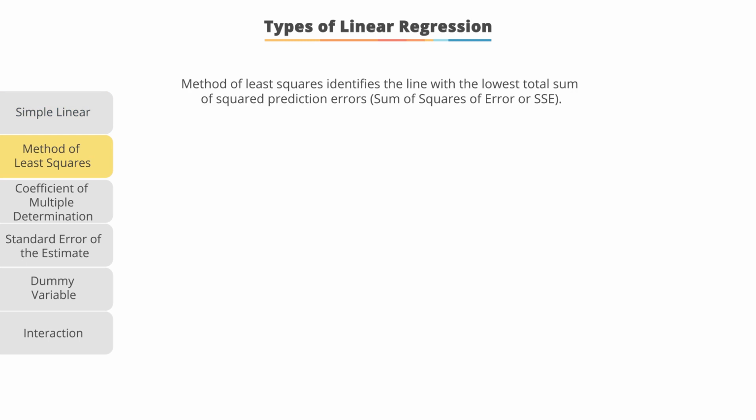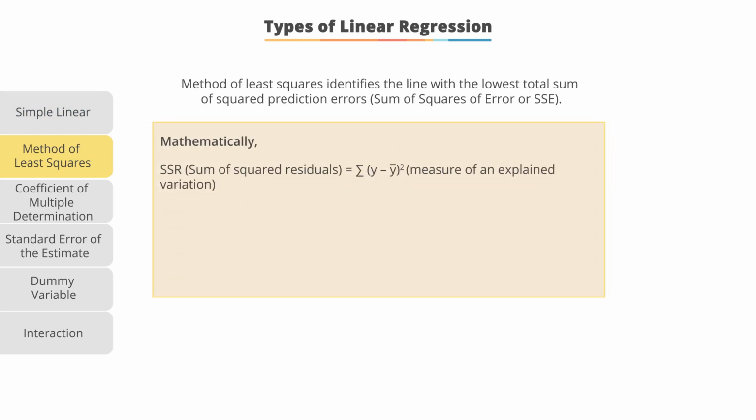Now, the method of least squares identifies the line with the lowest total sum of squared prediction errors, the sum of squared errors, or SSE. What we're trying to do is minimize the sum of squared errors. The reason we're doing this is because we want the best approximation of those data points to the line. So we have the sum of squared residuals, which is the sum of y minus y bar, the mean of y, squared, that measure of unexplained variation.